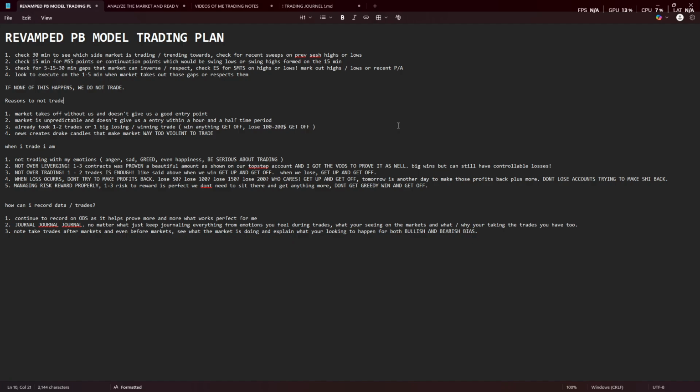One of the main reasons I blew my account actually is because I literally saw market take off without us. No retraces. This is when I was trading supply and demand with orb. No retraces into orb. No retraces into a gap. Just straight down. The second one is market is unpredictable and doesn't give us an entry point within an hour and a half time period. Basically what I mean by that is market is chopping. We don't see any good entry points off of any of our confluences.